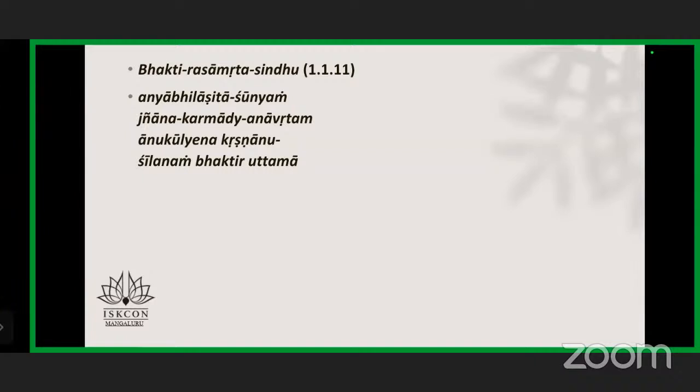Jnana karmadi anavritam. As I said, he does not want jnana. Now what does that mean? Devotees have jnana about the Lord, but what is rejected is impersonal jnana. Impersonal jnana means the Lord has no form. But every scripture is shouting that the Lord has form. He is a person, right? Krishna in Bhagavad Gita says Aham, I am. I means a person there. So Krishna has a personality. That's why we call him the Supreme Personality of Godhead.